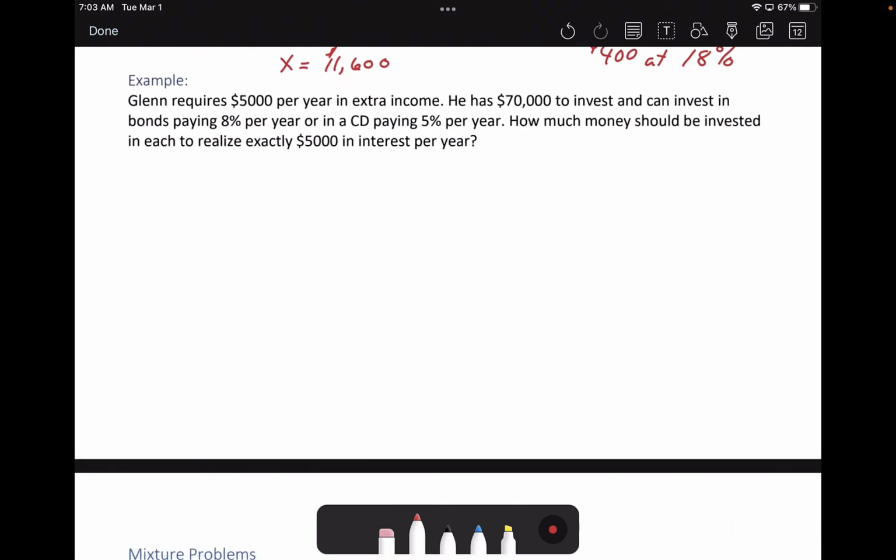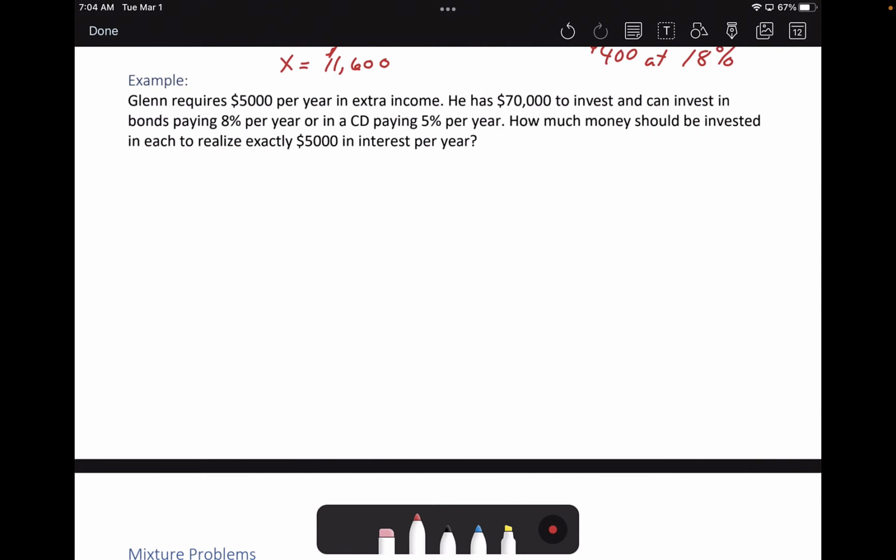Glenn requires $5,000 per year in extra income. He has $70,000 to invest and can invest in bonds paying 8% per year or in a CD paying 5% per year. How much money should be invested in each to realize exactly $5,000 in interest per year?